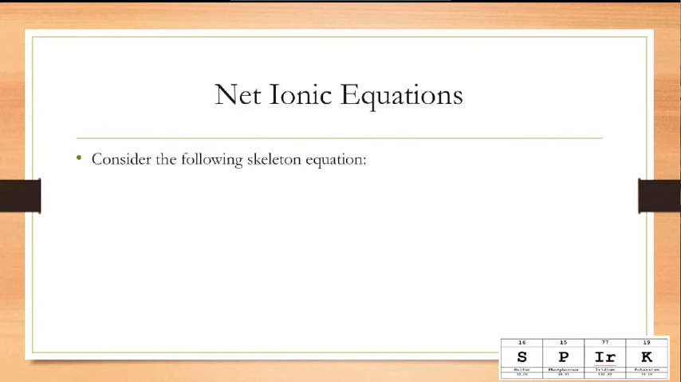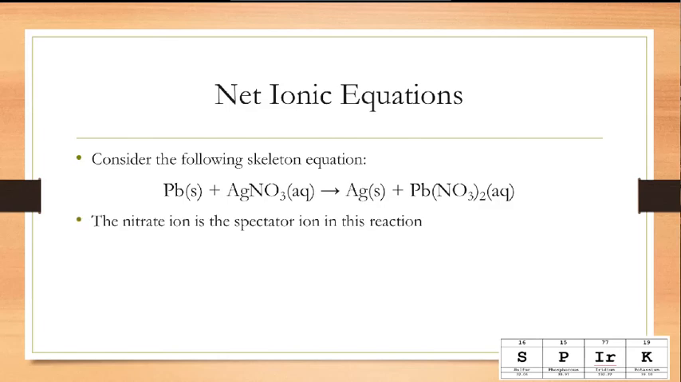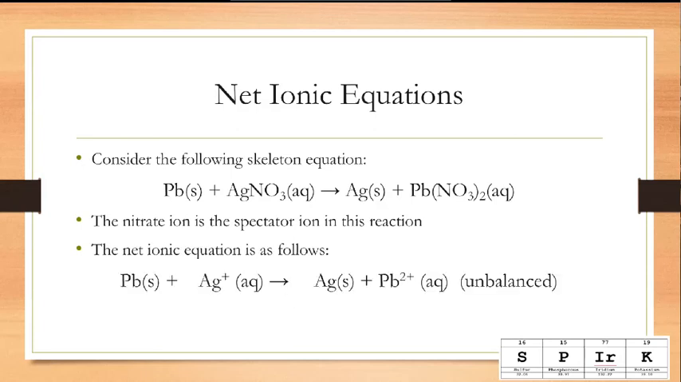Consider the following skeleton equation. We have lead plus silver nitrate yields silver solid plus lead nitrate. The nitrate is the spectator ion in this reaction. The net ionic equation is as follows. We have lead plus the silver ion yields silver solid plus the lead ion.